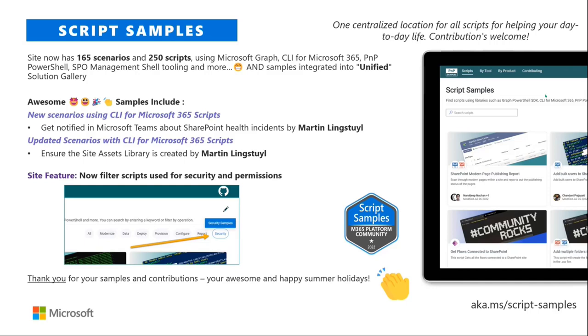So these samples are integrated into the unified solution gallery. So those will appear there as well to get that further reach, which is super, super cool. We've got a couple of new samples and updates. So we've got a new sample from Martin Lingstuhl to get notified in Microsoft Teams for SharePoint health incidents, which is super, super cool. And we've had an update for CLI for Microsoft 365 scripts to ensure that site's asset library is created. So there's an update there.